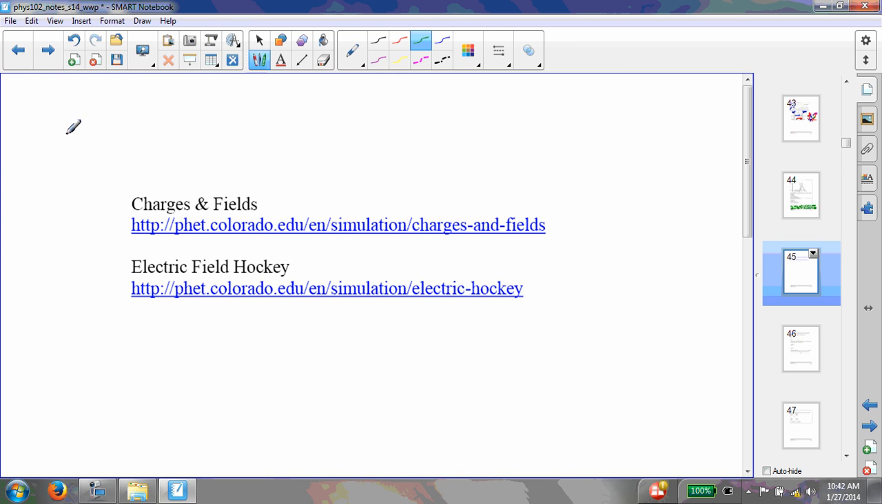All right. If you're in the lab, and most or all of you are, you'll use these simulations. These are really nice for playing around with charges and fields, and there are even some games, like electric hockey. So you can go and play with these. If you're in lab, you've already played with them. You can also just Google PhET and do charges and fields or electric hockey or something like that. Just Google those terms, and it'll come up. It'll be one of the first things.